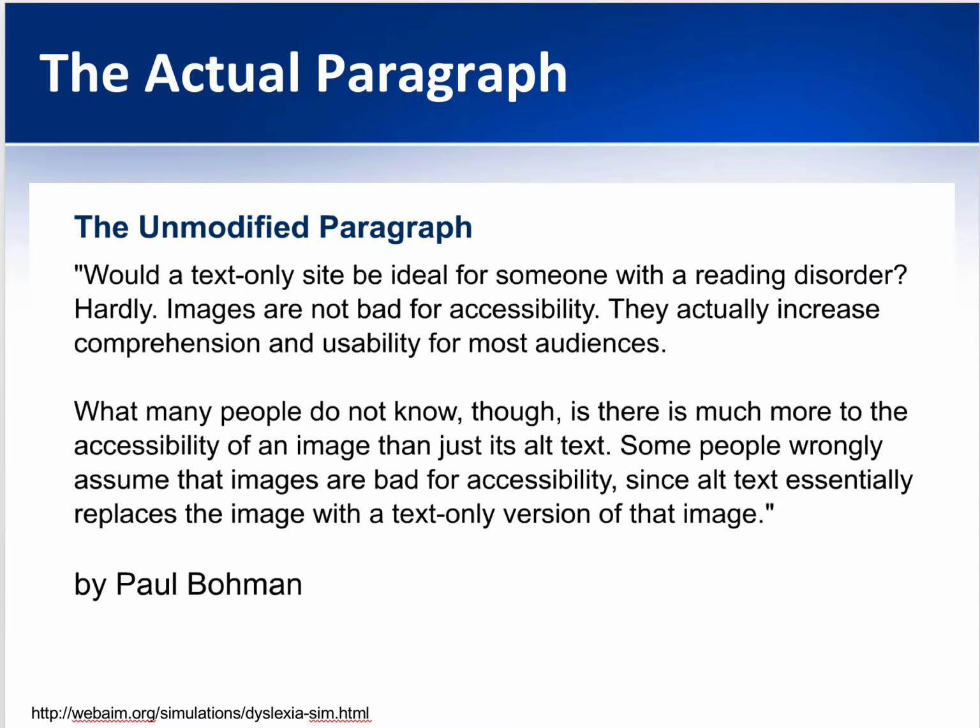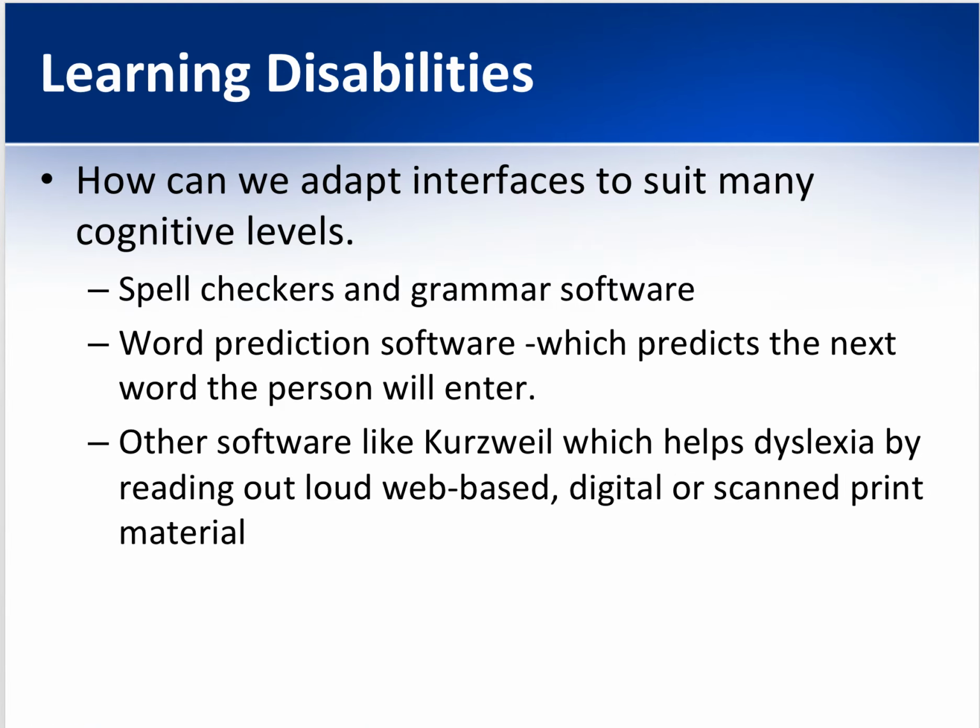Now, wouldn't this be easier? But people who have dyslexia, they don't see it this way. So how do we adapt? There's people with different learning disabilities, and there are tools out there that can help. There's spell checkers, grammar software, word prediction software that tells you what they think the next word is going to be that you're going to enter. And there's other specific software that helps with dyslexia, by reading out loud web pages and materials to help the person.